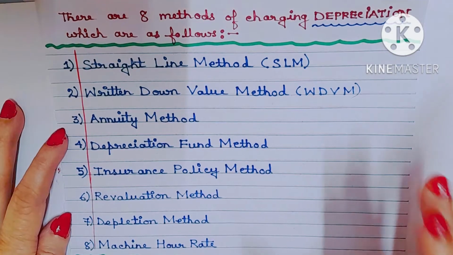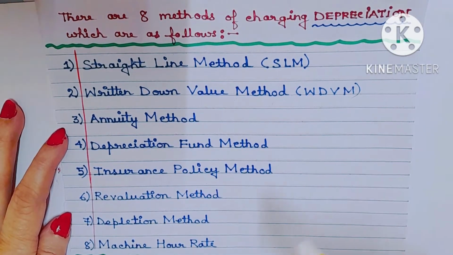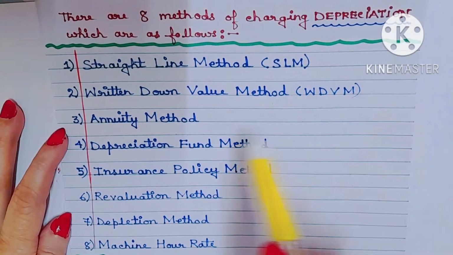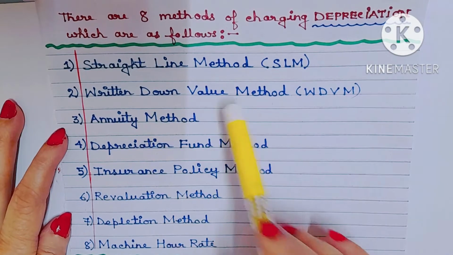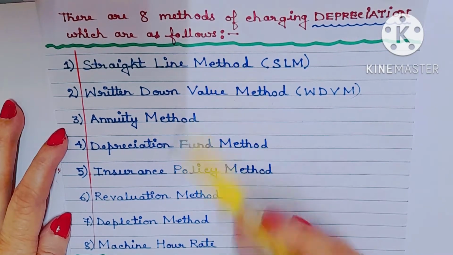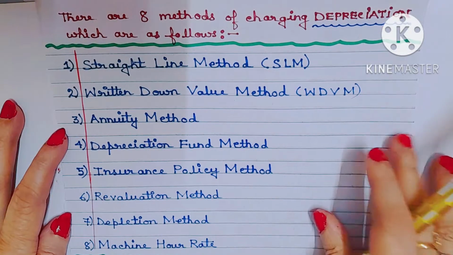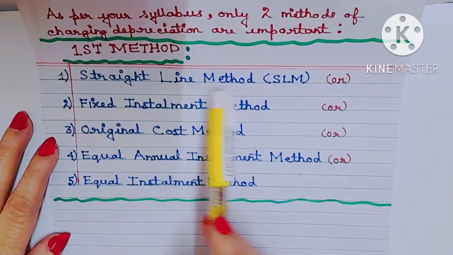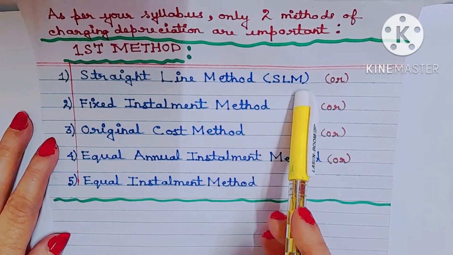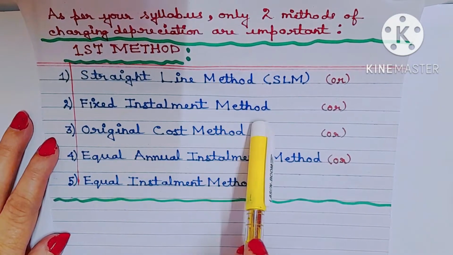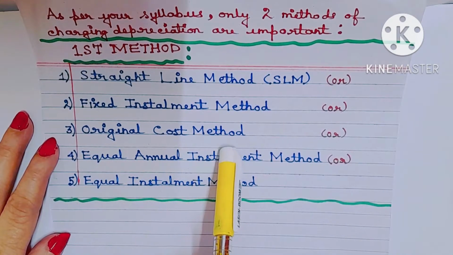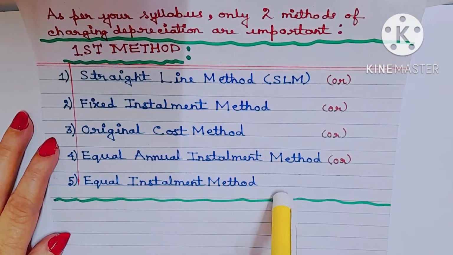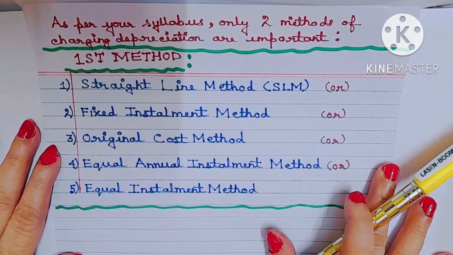As per your syllabus in class 11 accounts, only first method and second method is important. Understood? That is straight line method and written down value method. But I'll explain all the methods in detail. The first method, that is straight line method or SLM, is also known as fixed installment method or original cost method or equal annual installment method or equal installment method. Okay, all the same. Understood?